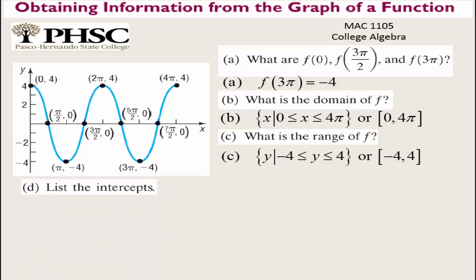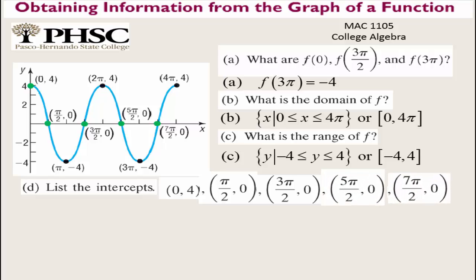So we're going to list the intercepts. The first one is (0, 4). The second one is (pi over 2, 0). And then (3 pi over 2, 0), and then (5 pi over 2, 0), and (7 pi over 2, 0). So the intercepts are where the graph crosses the y-axis and where it crosses the x-axis.